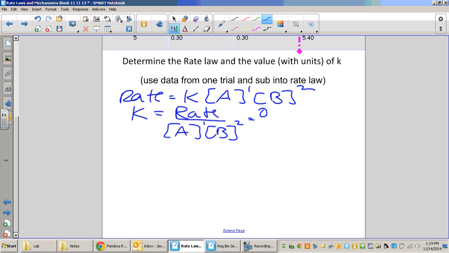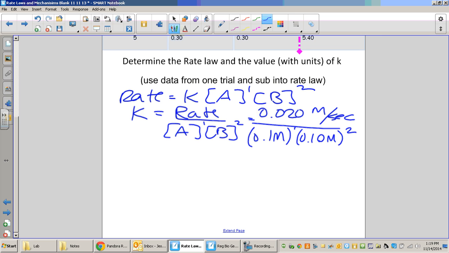0.20. Molarity per second. I do that all the time. Okay, molarity per second, and then the concentration of A and B: 0.1 molar to the first, and then 0.10 molar to the second. Okay, so what's this on the bottom? 0.1 times 0.1 is 0.01. You move the decimal over once. Times 0.1 again, 0.001. Right, there you go.